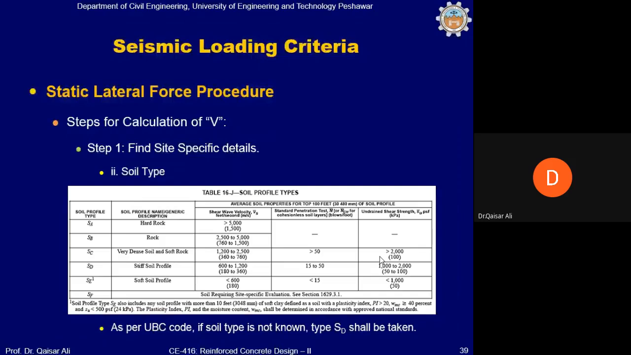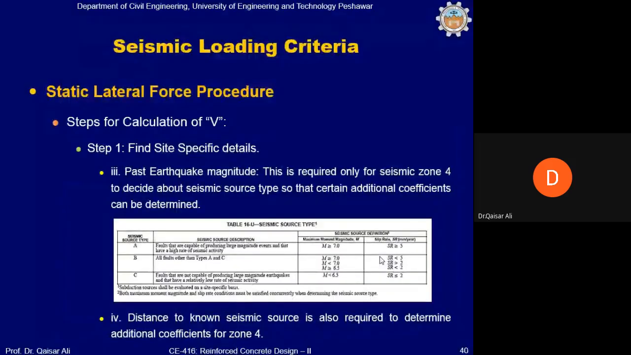Among the site-specific details, past earthquake magnitude is also required. This is obtained from table 16-U of UBC 97. There are basically three types of seismic source, type A, B, and C. Seismic source type A is where faults are capable of producing large magnitude events and have a high rate of seismic activity. The magnitude of earthquakes of 7 and larger very frequently occur in this region, and the slip rate of the tectonic plate is more than 5 millimeters per year.